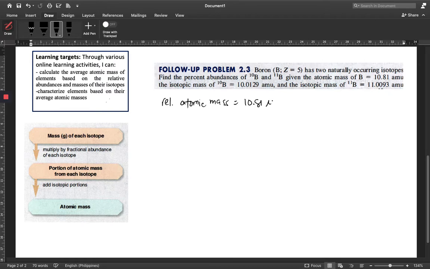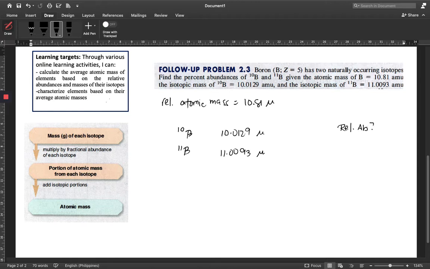And then what we do have are the isotopic masses of boron 10 and boron 11. If we arrange the information that we have, this is boron 10. Its atomic mass is 10.0129 amu. And this is boron 11, which is 11.0093 amu. And then we are asked to find their relative abundances, so the percentages.